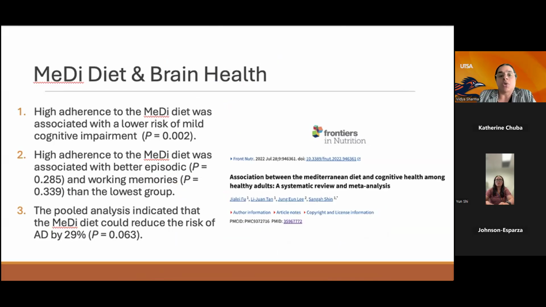Basically what was found is that when participants adhered to the Mediterranean diet, it was associated with a lower risk of mild cognitive impairment. There was also better working memory. And it was also found that the Mediterranean diet could reduce the risk of Alzheimer's by 29%, which I think is a very significant percentage.